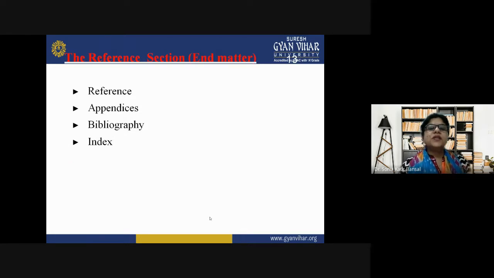Now here comes the reference section or end matter. References, appendices, bibliography and index are really very important. So this end matter must also be arranged in a proper way: how the references are given, how the appendices are given. The bibliography is equally important to write properly. The index must be given.